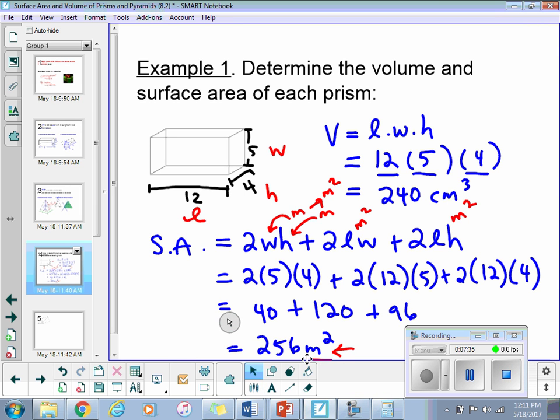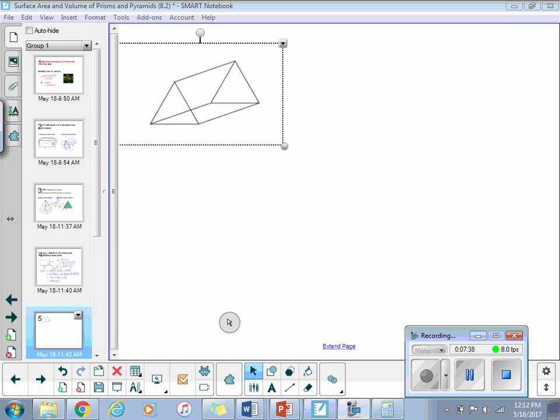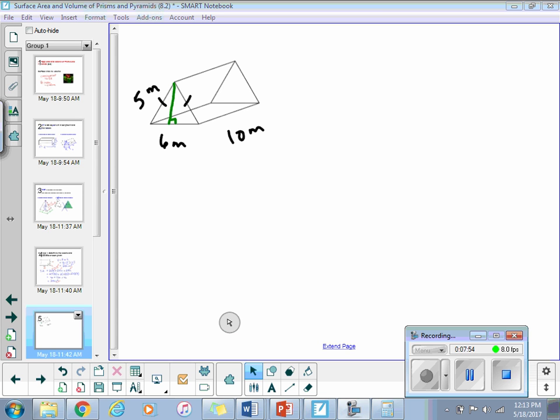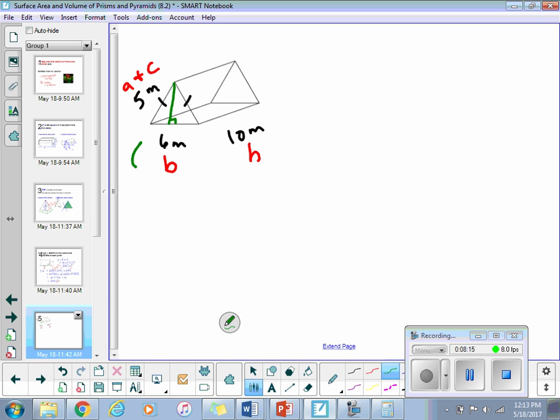That's important. With example B, again, I want you to try and identify what H is, what L is, what B is, what A and C are on your diagram before you actually take a look. So try that on your own first. All right, you should have selected the 10 meter as your height, the 6 meter as your B, the 5 on either side as your A and your C because they are the same. And the green label there is your L.